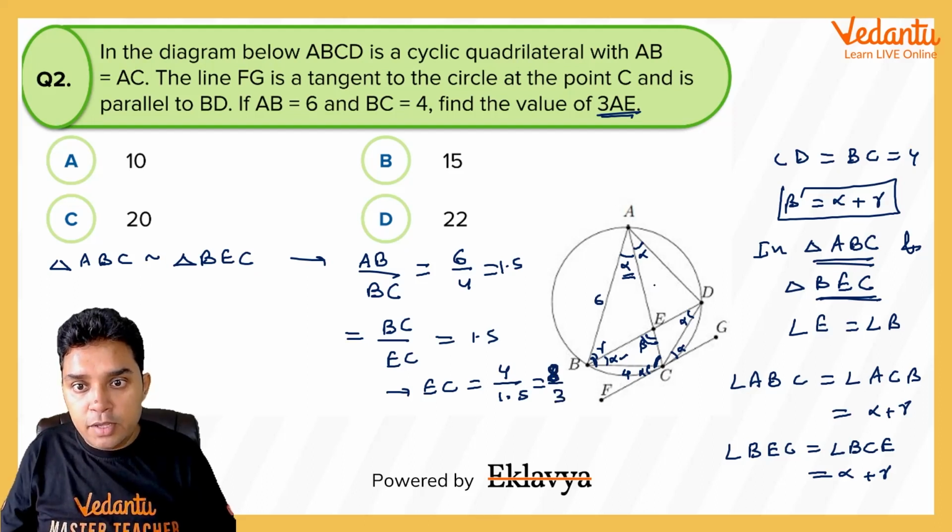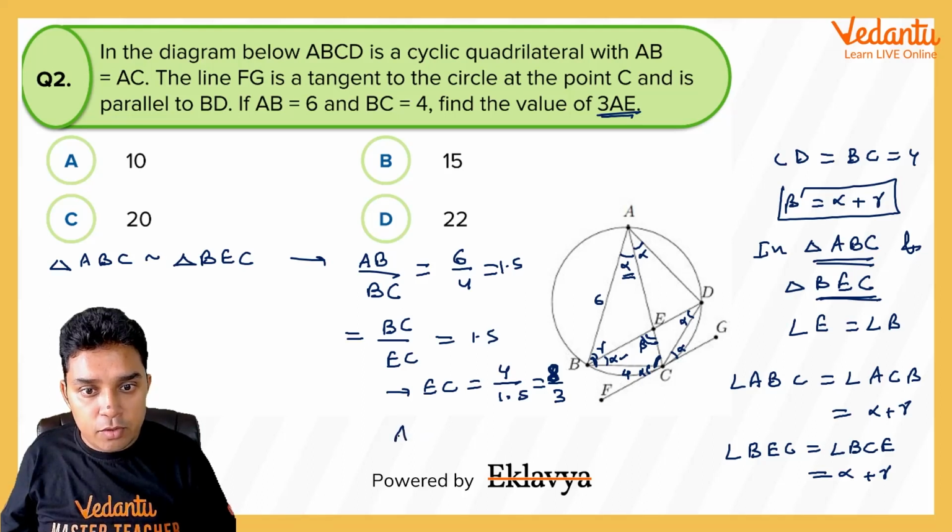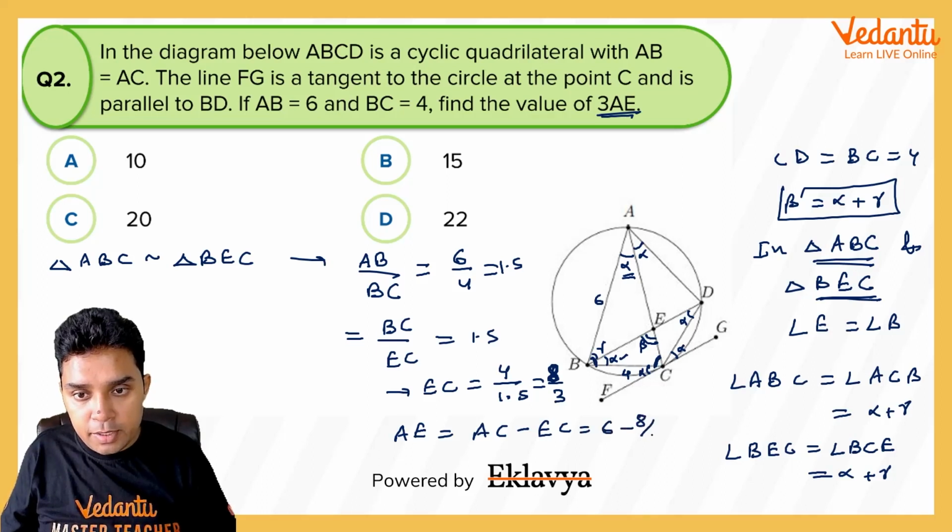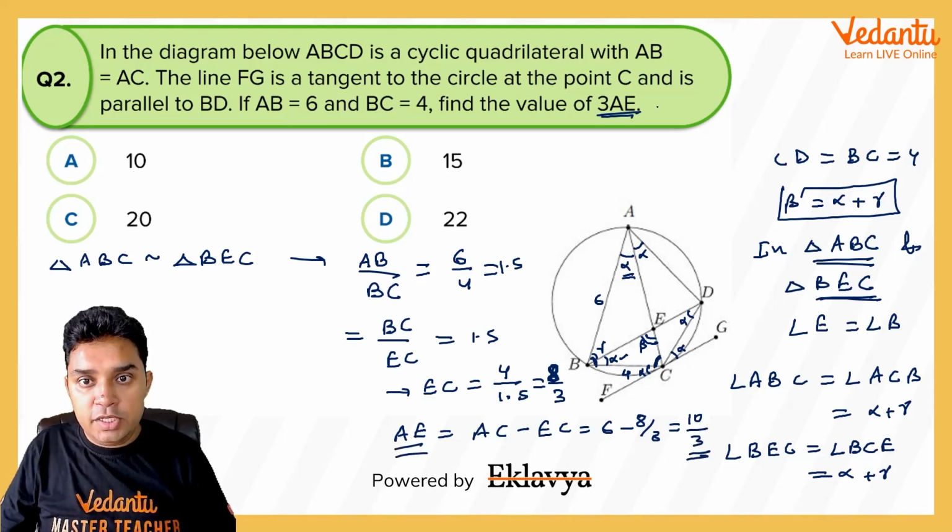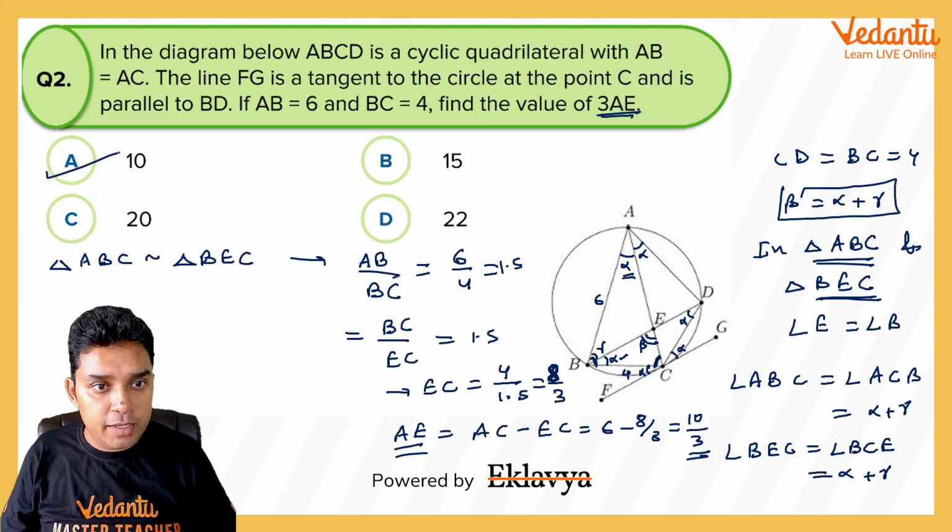So from this we will be able to conclude the length of AE, because the complete AC is 6, because AC and AB are equal. So AC minus EC is equal to 6 minus 8/3. So this becomes 10/3. So if AE is 10/3, 3 times AE will be equal to 10. So the answer for this should be equal to A.